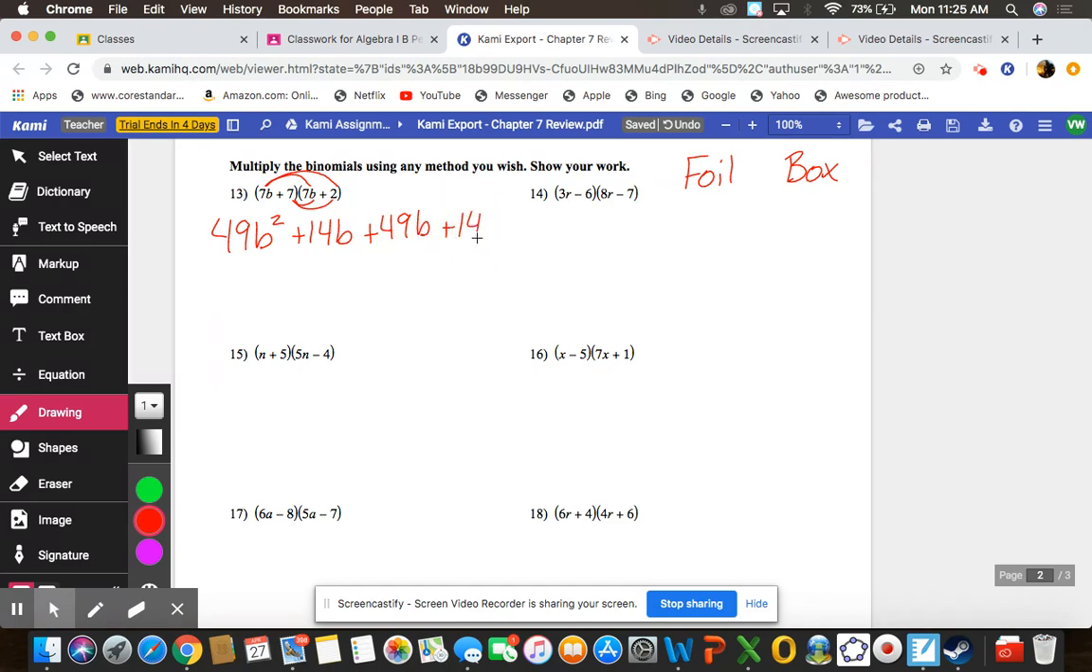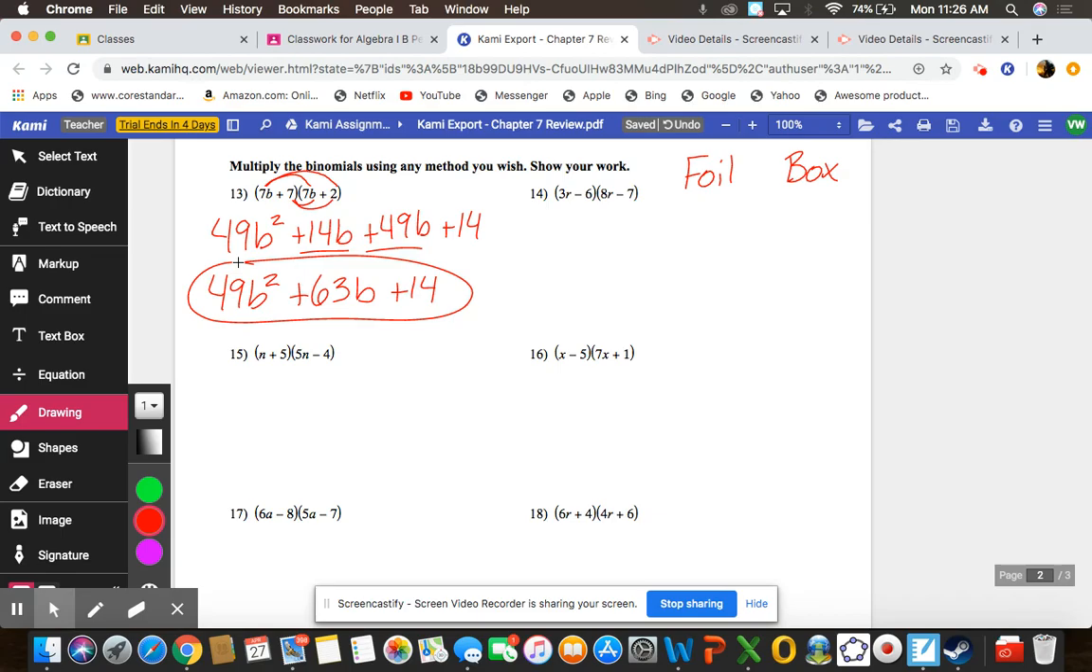From there, we combine like terms. I've got a 14b and a 49b that look the same to me. I copy down the 49b squared because nothing goes with b squared. 14 plus 49 should be 63. So 63b. And then there's nothing we can combine the 14 with, so we just have a plus 14 hanging out at the end. And that's how we FOIL that one.